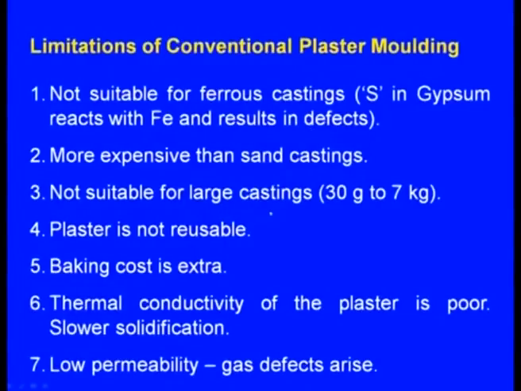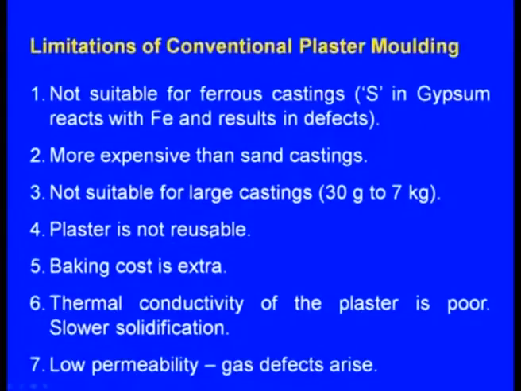Not suitable for large castings, 30 grams to 7 kgs, whereas in the case of sand castings, even 10 ton castings are nowadays made. Plaster is not reusable, so that increases the cost of production. Next one, baking cost is extra. Thermal conductivity of the plaster is poor, so slower solidification. So the properties may be affected.